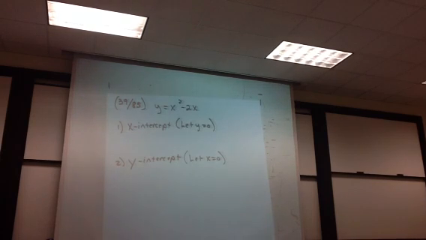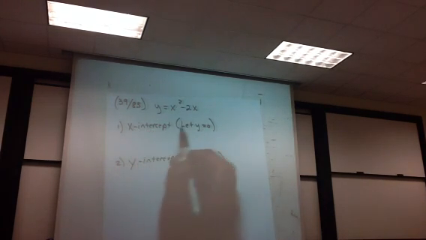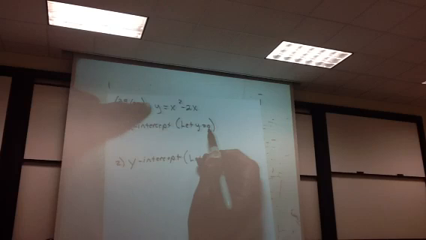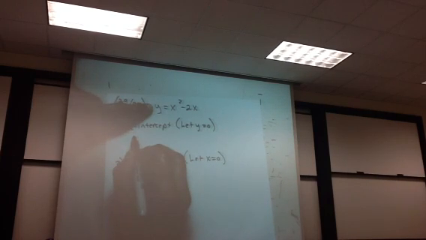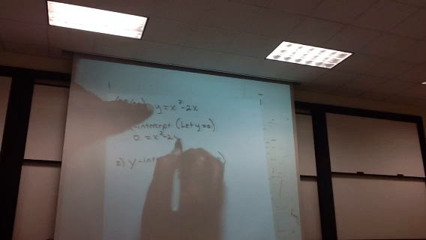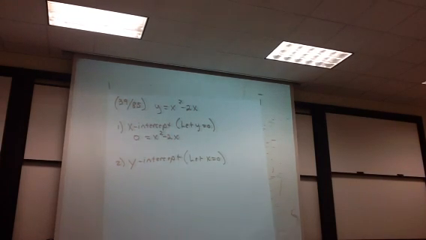You ready? Here we go. Let's find our x-intercept first. Let y equal 0. So in my equation, I let y equal 0. Now I got to solve this thing. That's a quadratic.